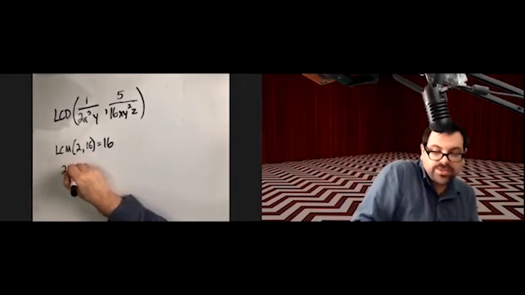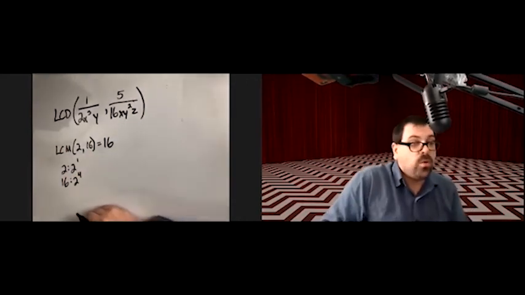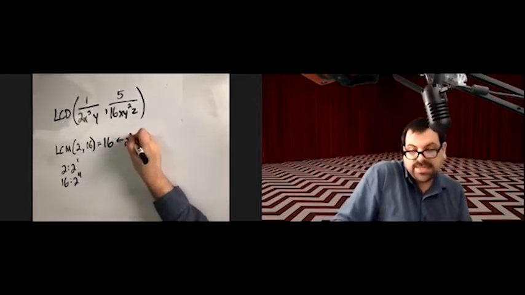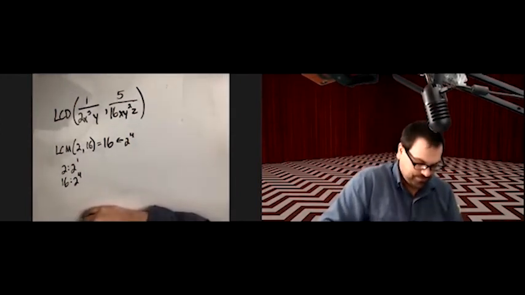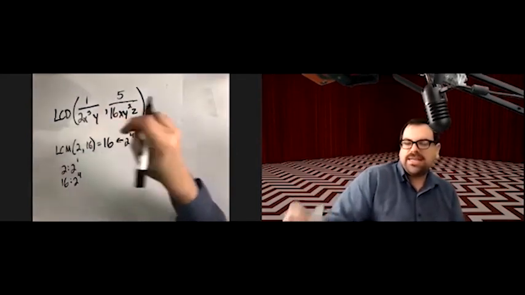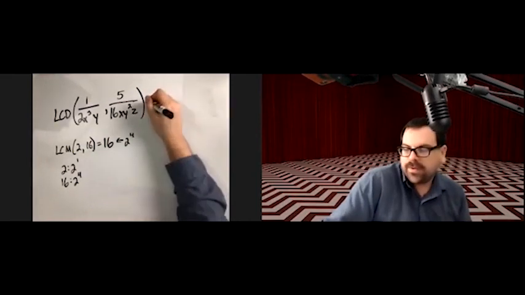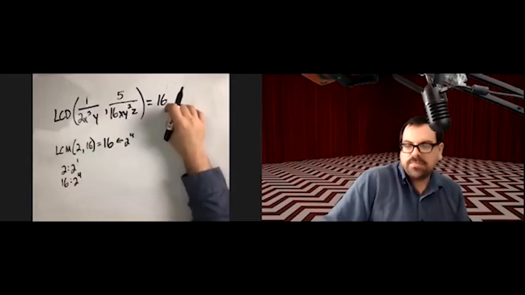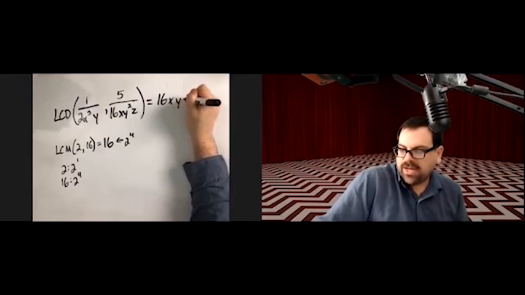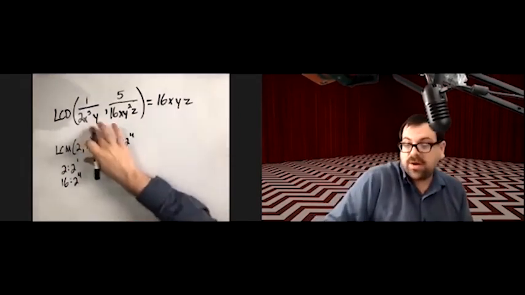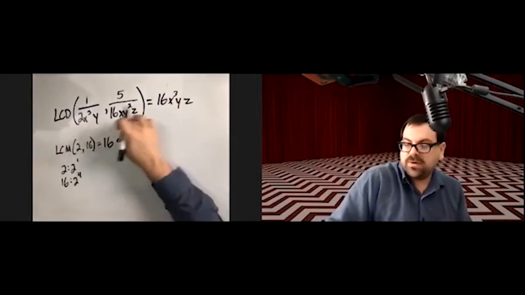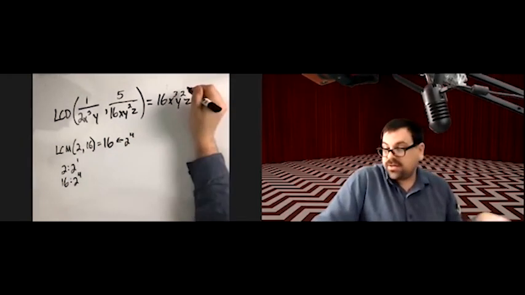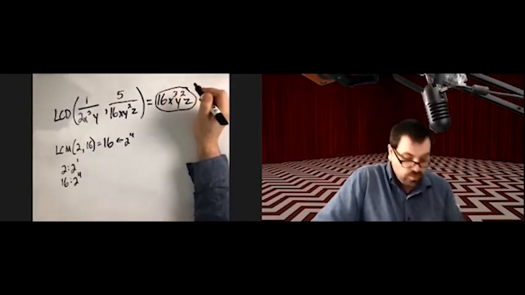Otherwise, 2 is 2 to the first, 16 is 2 to the fourth. Only factor we have is 2. Highest power of that is 4, and 16 is that 2 to the fourth. But we also have x's, y's, and z's. So we got the 16 from the number part. Every variable factor that we have makes it in, so we get an x, a y, a z to the highest powers of each. Highest power of x is x cubed. Highest power of y is y squared. And the highest power of z is just z to the first. So that's our least common denominator, 16x cubed y squared z.